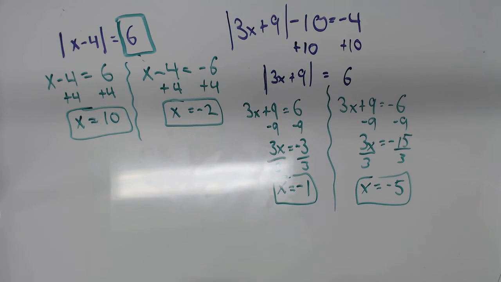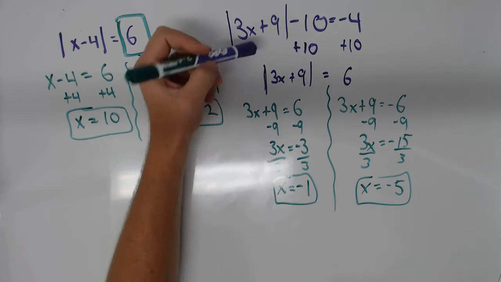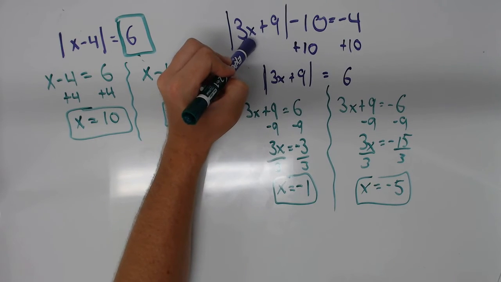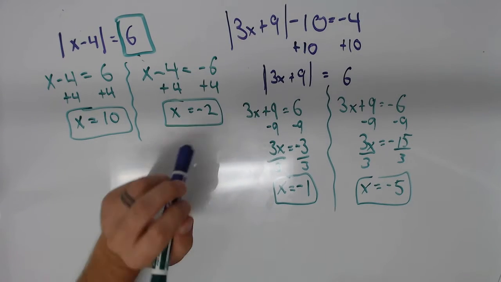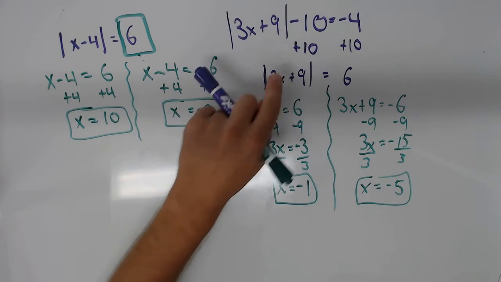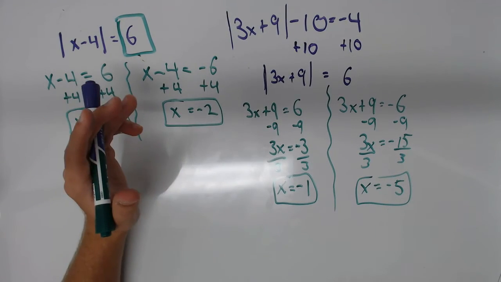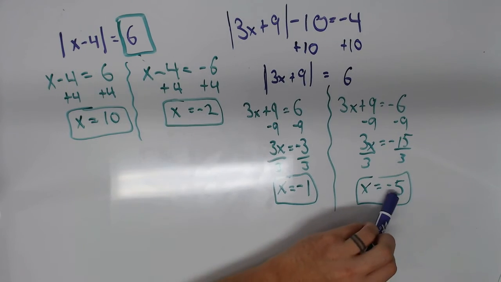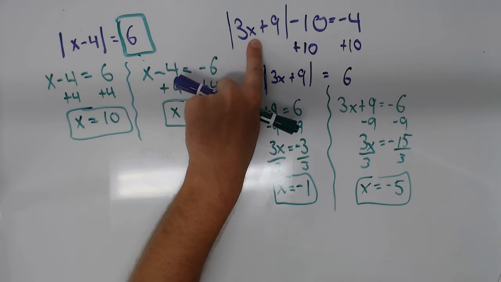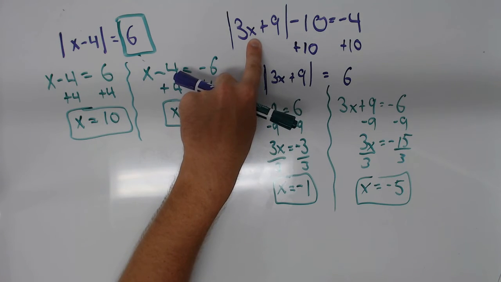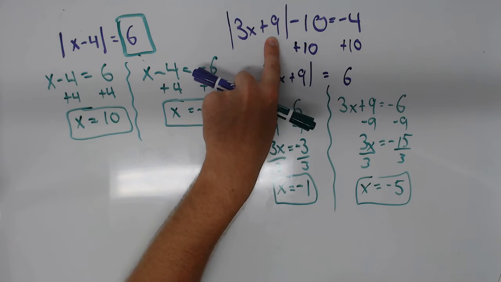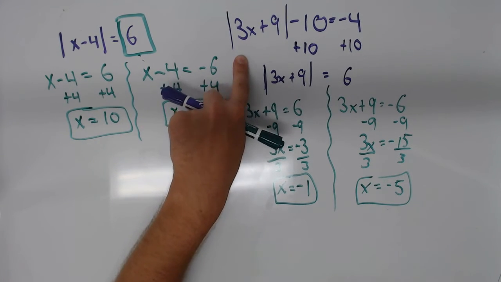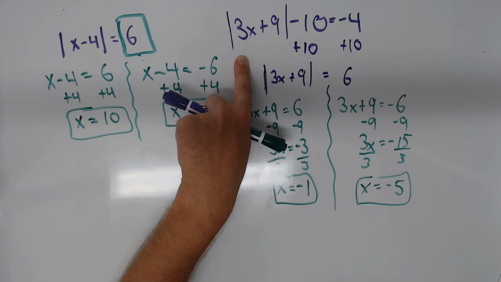I'm just going to talk them through. I'm not going to write the whole thing out. But if I plug in negative 1, 3 times negative 1 is negative 3. Negative 3 plus 9 is positive 6. Absolute value of positive 6 is positive 6. And then 6 minus 10 is negative 4. That's good. Negative 5 for x, 3 times negative 5 is negative 15. Negative 15 plus 9 will be negative 6, but that absolute value bar turns the negative 6 back positive, gets rid of that negative sign for us.